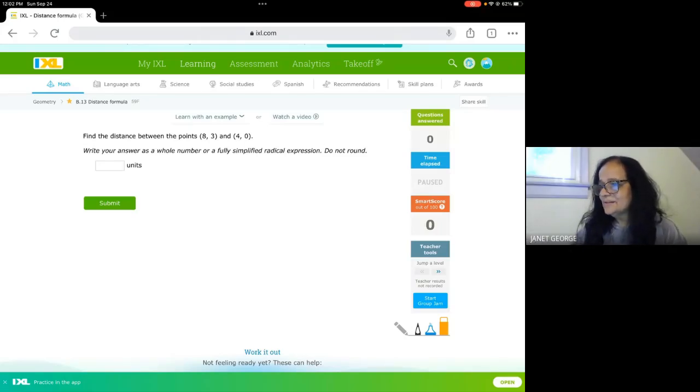All right, guys. Let's start working on some problems about distance. Okay, how to find the distance between 2 points. If we have (8, 3) and (4, 0), how do I find the distance between these 2 points? Okay, you can use the Pythagorean theorem. If it's on the graph, make a triangle and use the Pythagorean theorem.